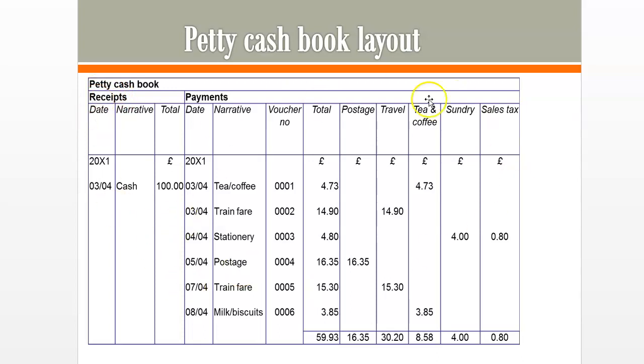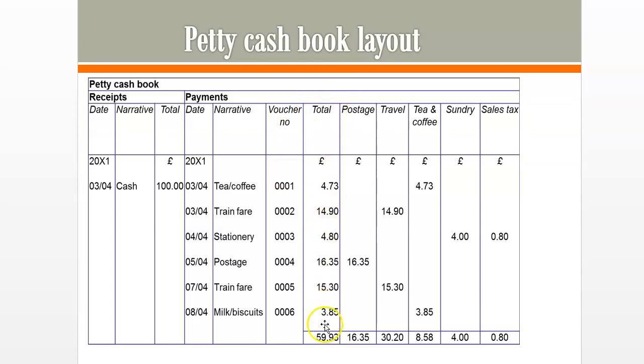I'll explain this and then we will look into a sample question. How much money did you receive to start the petty cash book? On the 3rd of April you received £100. Now let's see how much money was spent during this week from the petty cash book. Again you have the date, narrative or the details. Every time you pay a voucher, you need to record the voucher number and how much money you have paid for that particular employee.